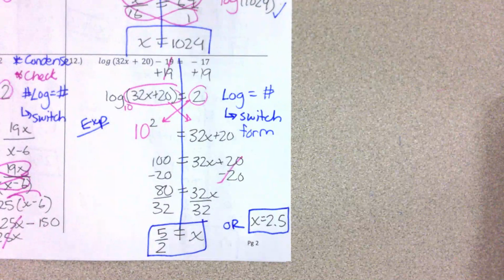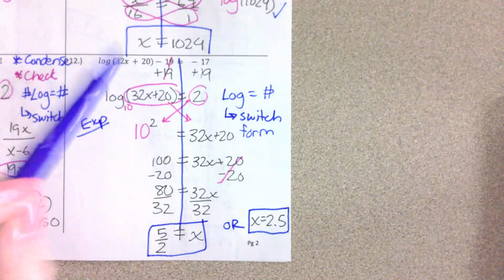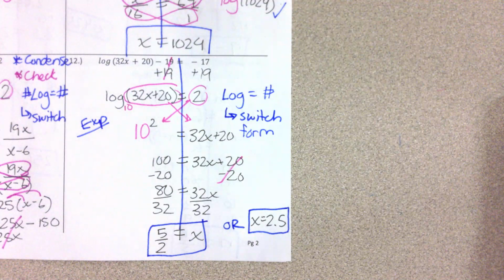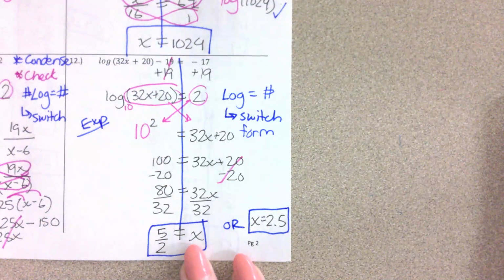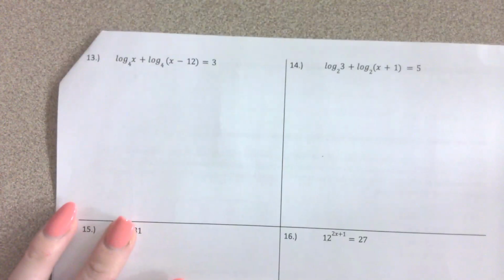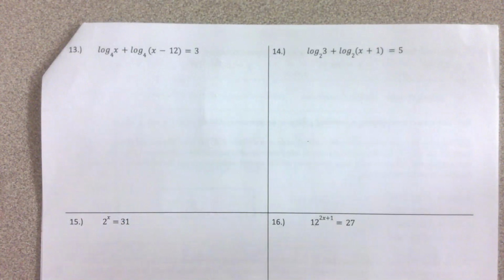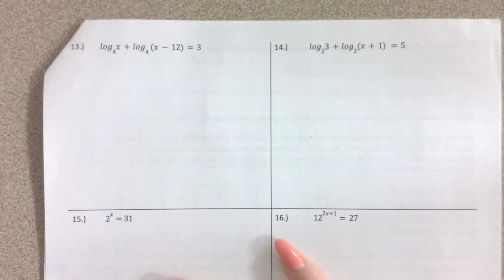If we did plug this back in, 2.5, we multiply by 32 and add a 20 to it, it will still be positive, so we're good. Next page. 13. This one is going to take a bit of time. I'm going to go ahead and warn you now. It's not my favorite problem.